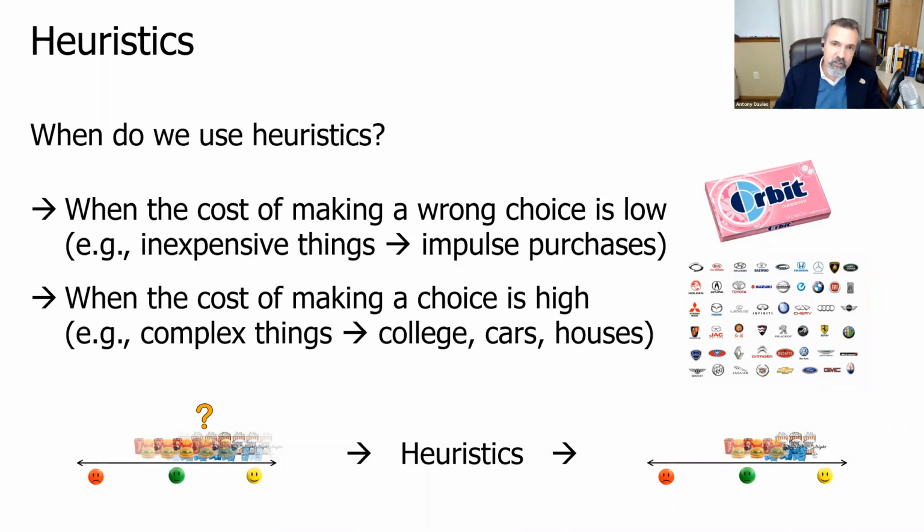So this is where we tend to use heuristics. When the cost of making the wrong choice is low, that is, it doesn't matter, or when the cost of making a choice at all is high, that is, I can't deal with 10,000 of these options, I got to do something.